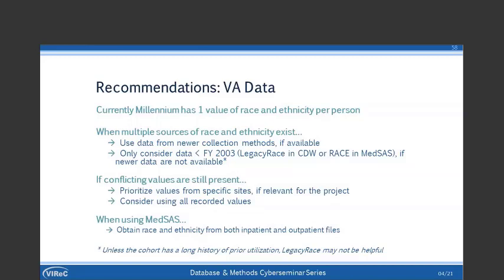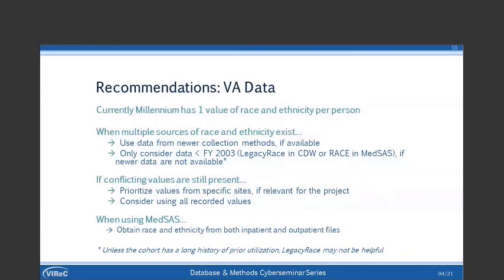However, within the data that we currently have from CDW work that is coming from VISTA, we still have these issues. And the general recommendations are, when there's multiple sources of race and ethnicity, to use data from the newer collection methods if available, and only consider the legacy race data if newer data are not available. Again, because those data may not be potentially helpful, it may also be okay just simply not to use these data. If conflicting values are present, you could prioritize values from specific sites if it's relevant for your projects.